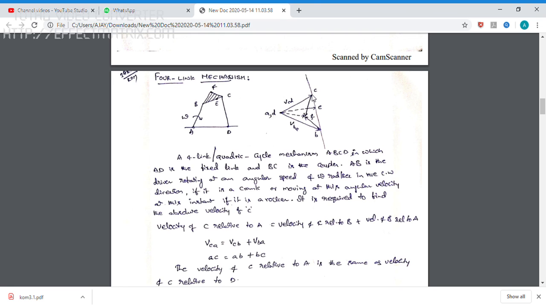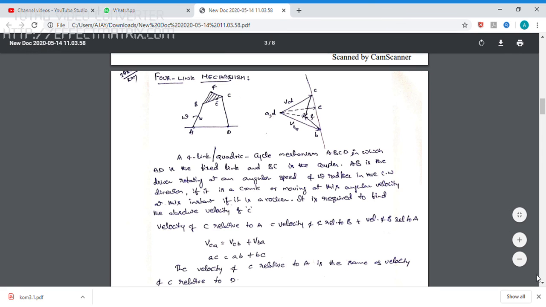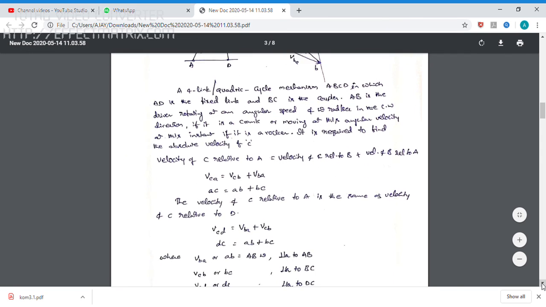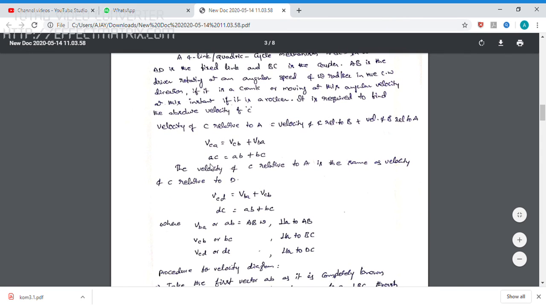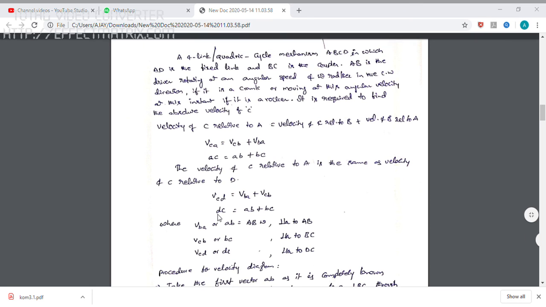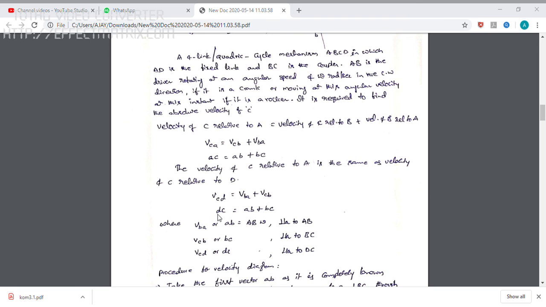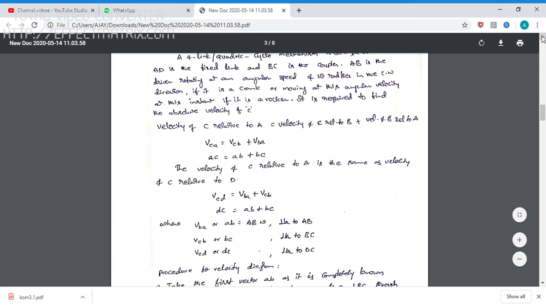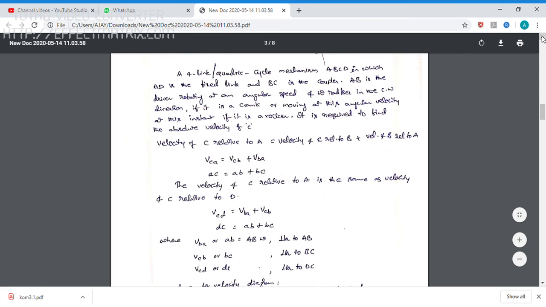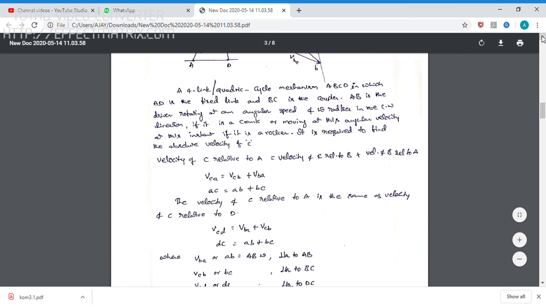Now here you measure this VCD length value. Earlier we wrote that equation, VCA is equal to VCD. That means both are the same. So here you can calculate the velocity value, velocity of C relative to D.